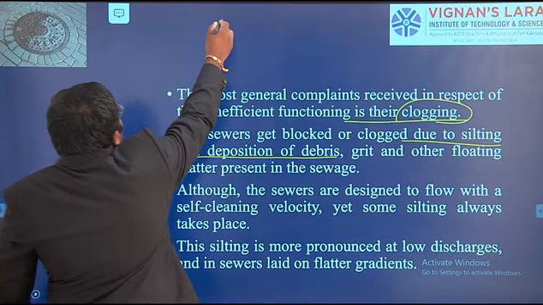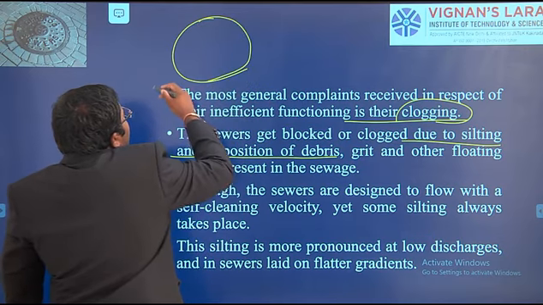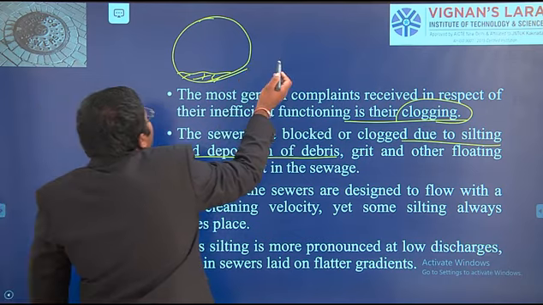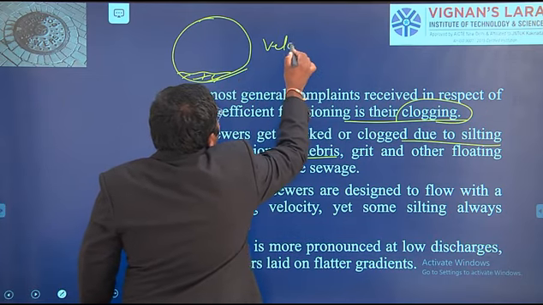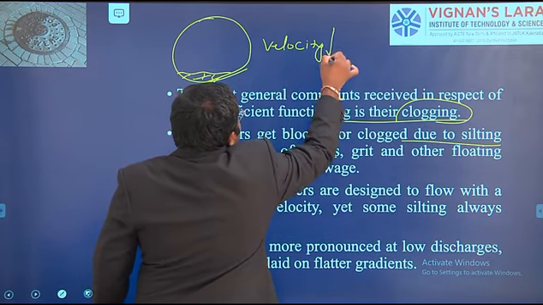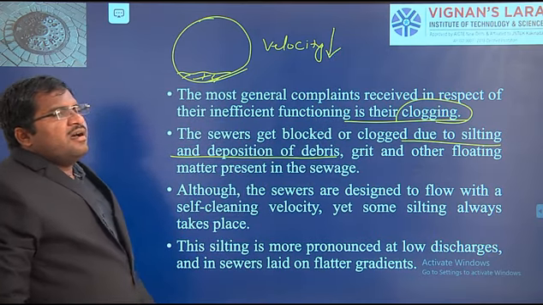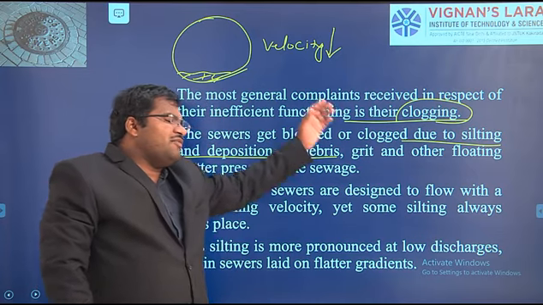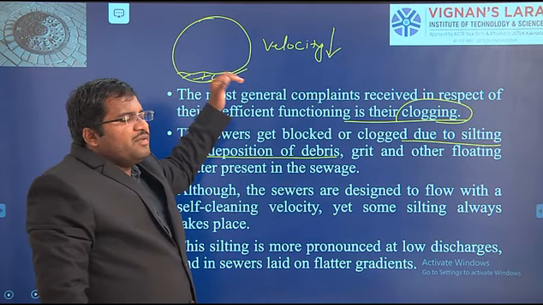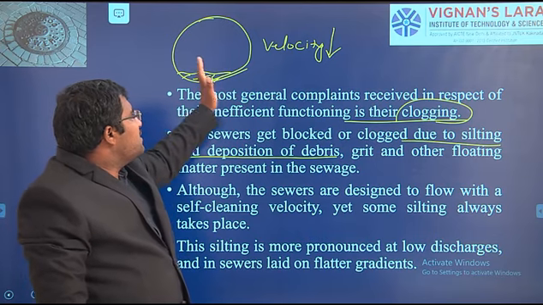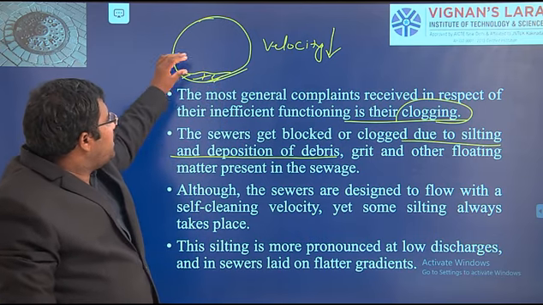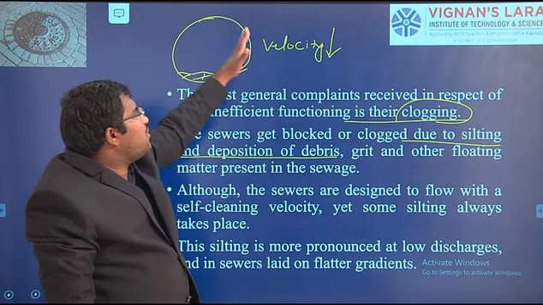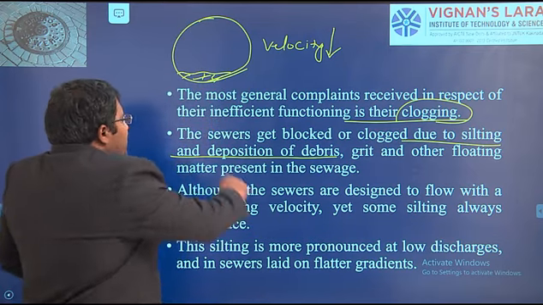If you are taking a sewer pipe like this, there will be silting. When will silting occur? Whenever the velocity of flow is very low. It is less than the non-silting velocity or self-cleaning velocity. Due to that condition, if water is moving very slowly with very little flow, there is a chance of silting. So this continuous silting will make the total pipe get clogged. That is the first reason.